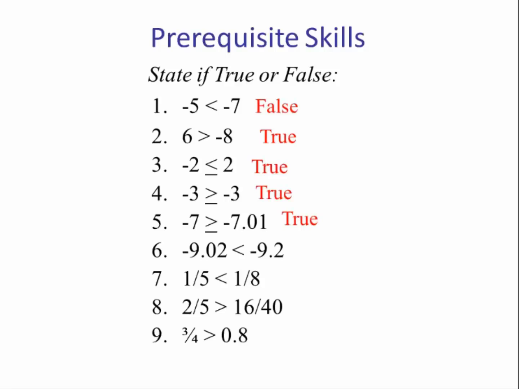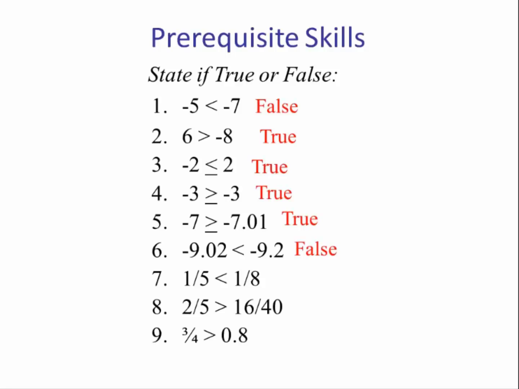Number 6: -9.02 is less than -9.2. This is false. -9.02 is greater than -9.2.